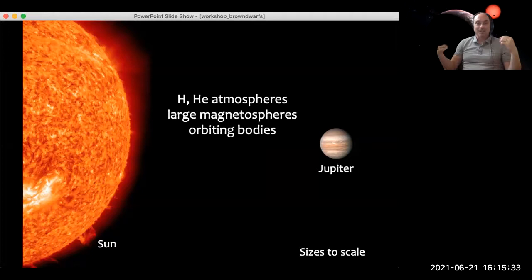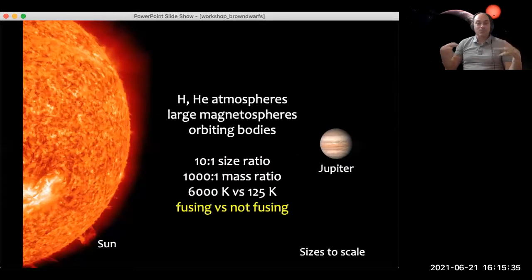But of course, the sun is the thing that's producing energy through fusion, and Jupiter is not. We see Jupiter in the night sky because it's reflecting the sunlight. It's actually a very cold object at its surface. While the sun's surface is about 6,000 Kelvin, Jupiter is only about 125 Kelvin. And the masses of these two objects are very, very different. Jupiter is about 0.1% the mass of the sun and about 10 times smaller.